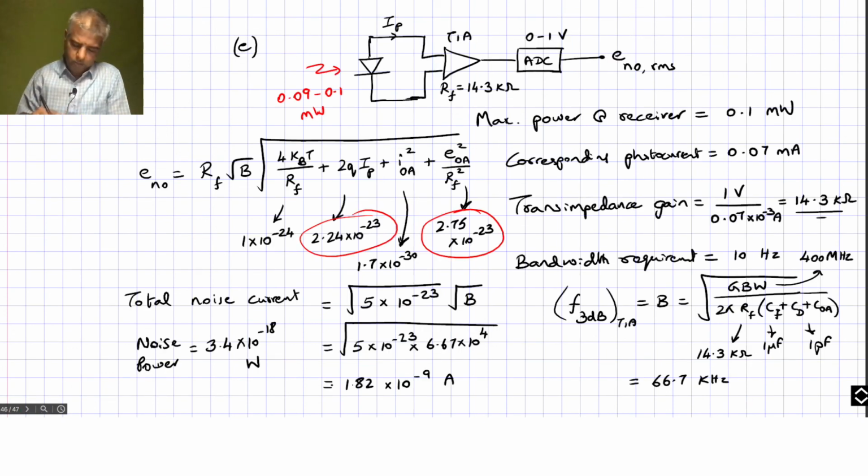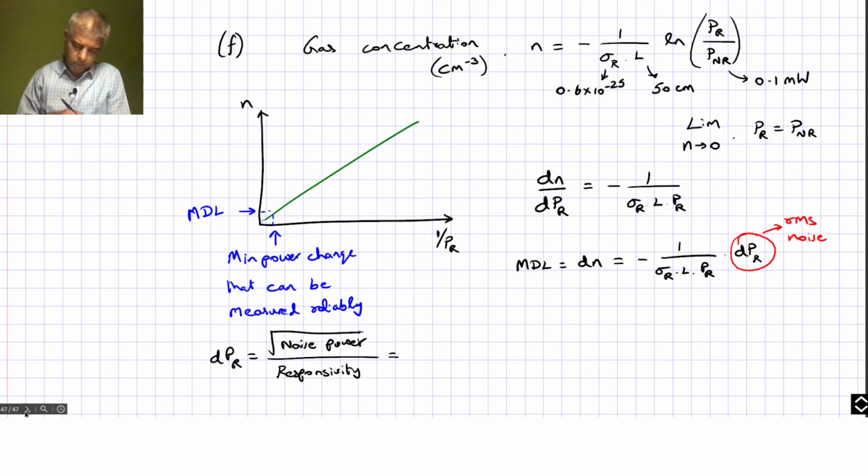So, this is 1.82 multiplied by 10 power minus 9, that corresponds to the noise current, divided by the responsivity, which is 0.7 amp per watt. So, that will give us the equivalent minimum change in power that we can detect. Okay. So, if you do the math, it will correspond to about 2.6 nanowatt.